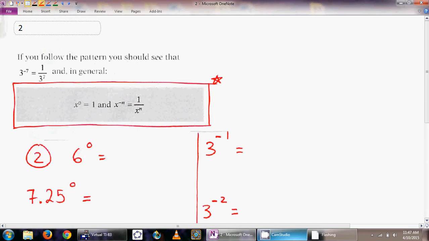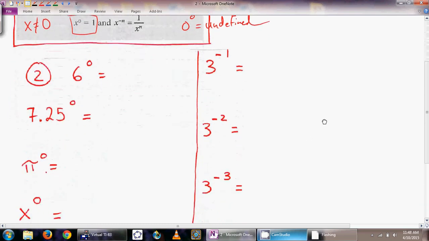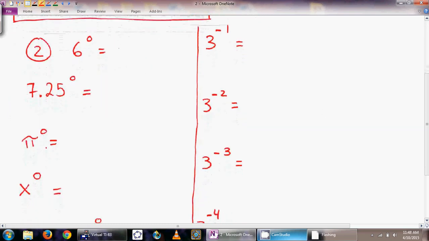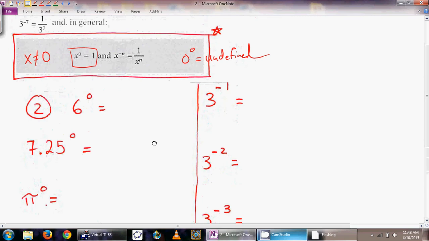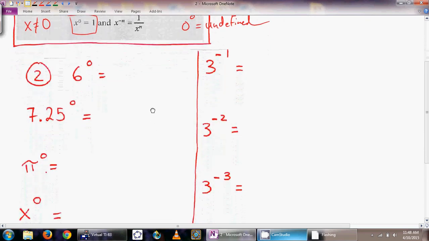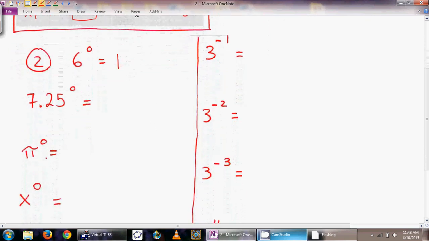Now, the rule with 0 exponents is anything raised to the 0 power is simply 1. There's only one exception, when x equals 0. x can't equal 0. 0 raised to the 0 is undefined. We don't know how to do that. So just keep that in mind. So 6 to the 0. Well, it's a base raised to 0. My base is non-zero, so it's 1.